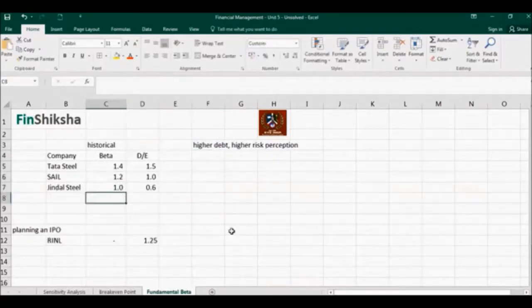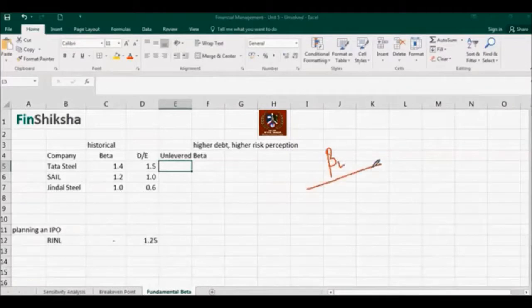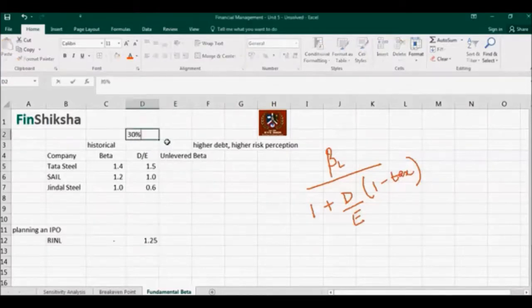So what do we do? We don't calculate the average here. We calculate what is called the unlevered beta first. Let's rewrite the formula for unlevered beta. So what was the formula? We take beta levered, we divide it by 1 plus debt by equity, and we multiply this with 1 minus the tax rate, right? That's the formula. I will assume a tax rate. Let's assume the tax rate to be 30%.